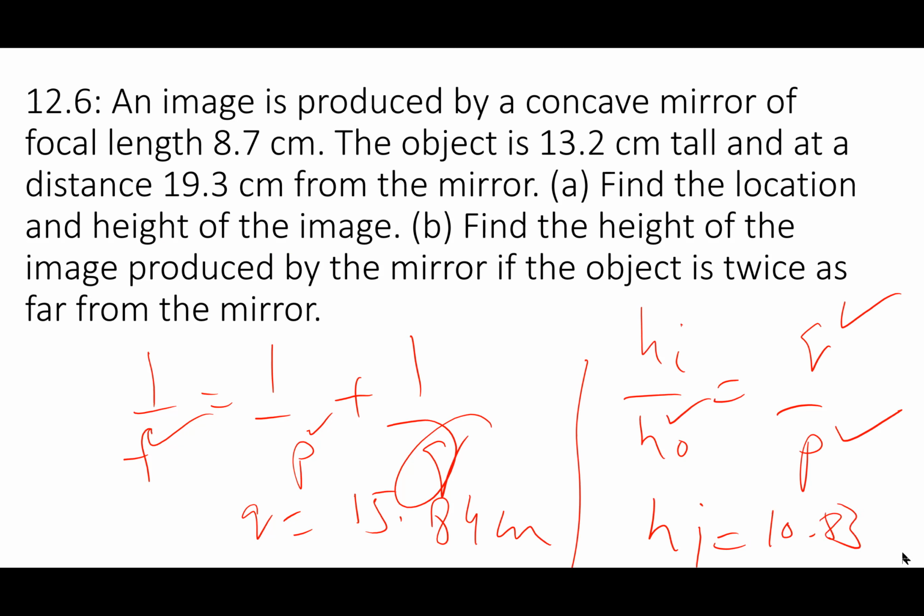10.83. When the distance becomes double, you change this distance. You will write height of image is equal to q by p prime multiplied by, I will erase and write this formula also.